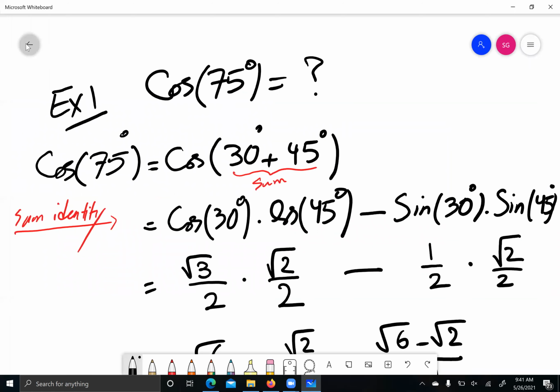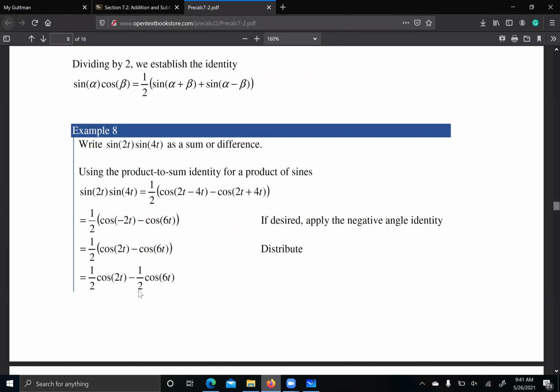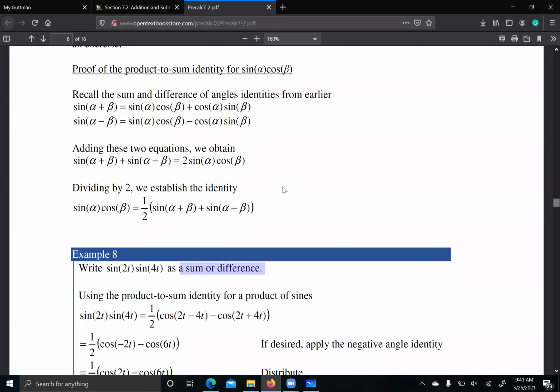Okay, let me open a new page. Example 8. It's sine of 2t times sine of 4t. Okay, so the question is, you have sine of 2t times sine of 4t. Write this as a sum or difference.